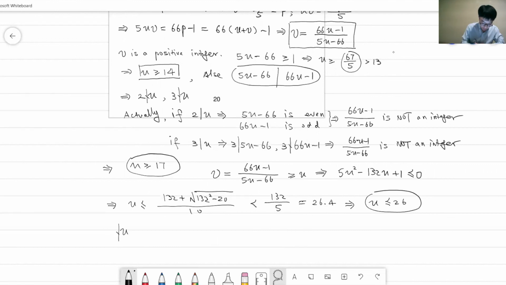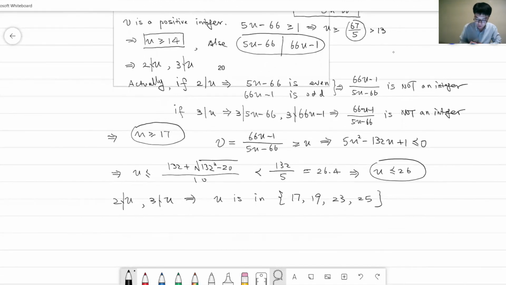But of course, u cannot be 26 because it cannot be an even number. u is not divisible by 2, not divisible by 3, implies u is in the set 17. It cannot be 18, so maybe 19. 20 is not possible. 21 is not possible. And 22 is even, not possible. So 23. 24 not possible because it's even and a multiple of 3. And 25 maybe, and it cannot be 26. So u can only be these numbers: 17, 19, 23, and 25.